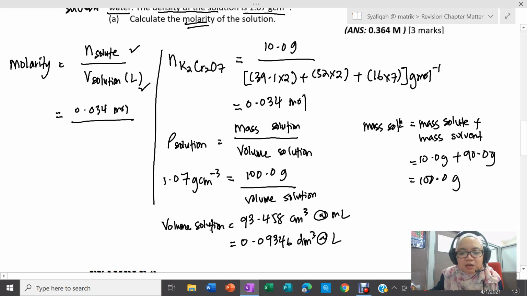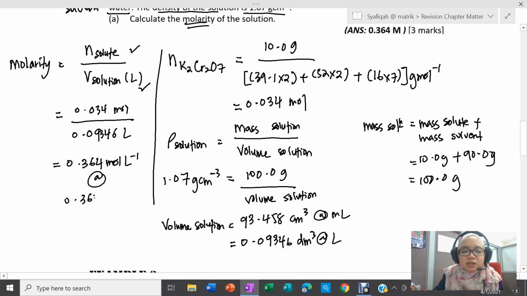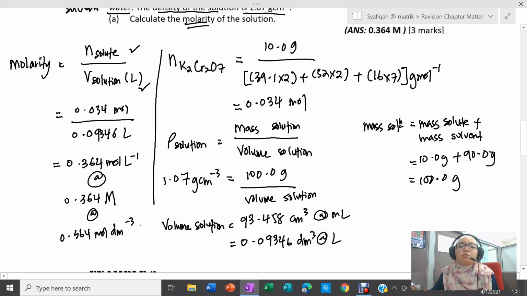Okay, volume solution in liter pun dah dapat, 0.09346 liter. So, bila you kira, okay, you akan dapat jawapan dia 0.364 mol per liter. Ataupun awak nak guna unit 0.364 M besar pun boleh. Mana-mana pun boleh. Ataupun awak nak tulis, kalau awak guna unit decimeter cube, 0.364 mol decimeter cube pun boleh. Okay. Alright. So, tiada masalah.